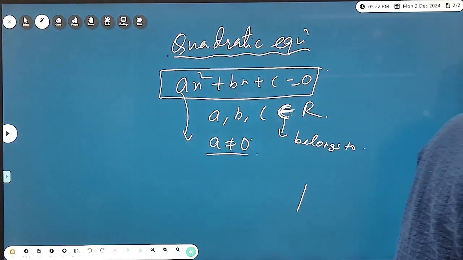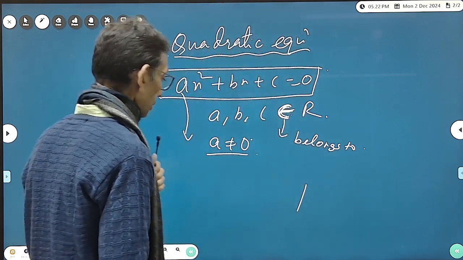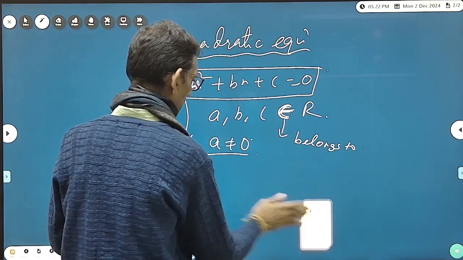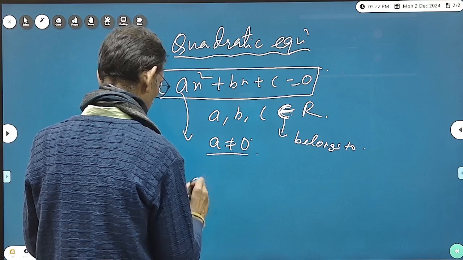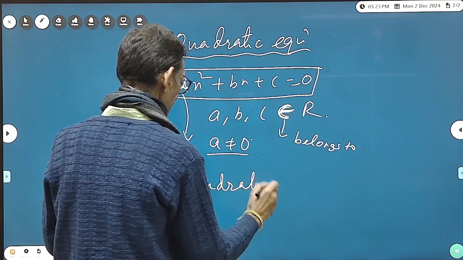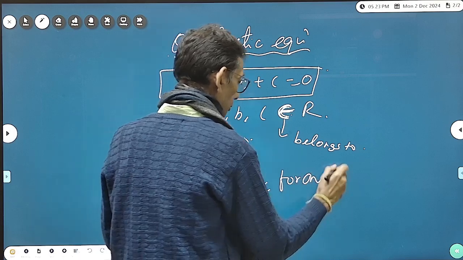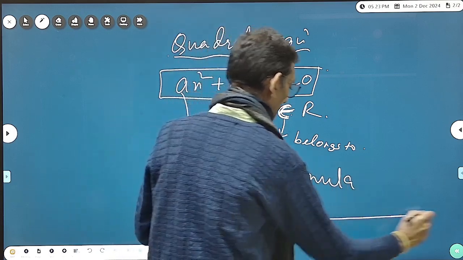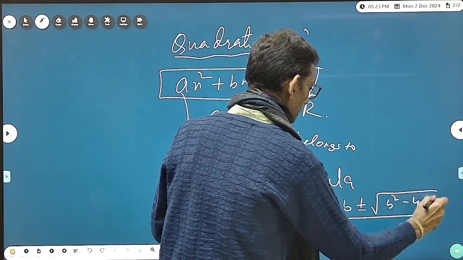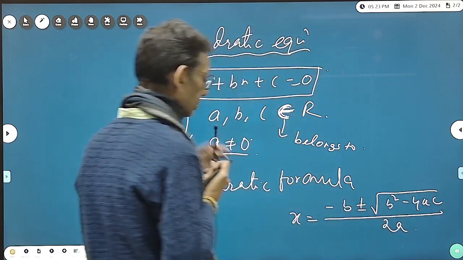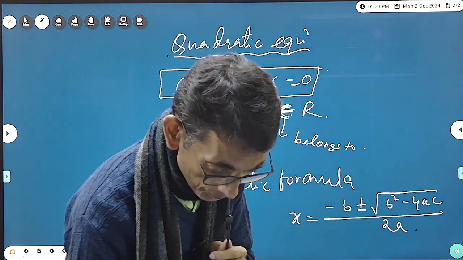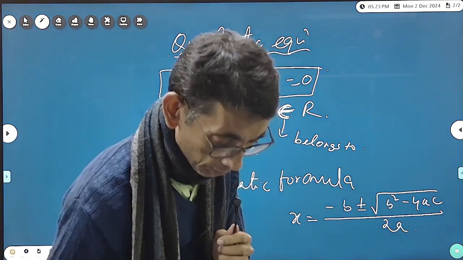A is not equal to 0. Now, I hope you remember this. The quadratic formula: x is equal to minus b plus minus square root of b square minus 4ac, divided by twice a. This is the quadratic formula, from which we can get the solutions, the roots.